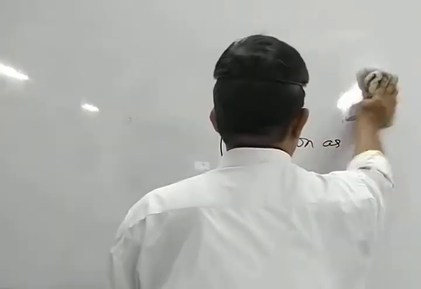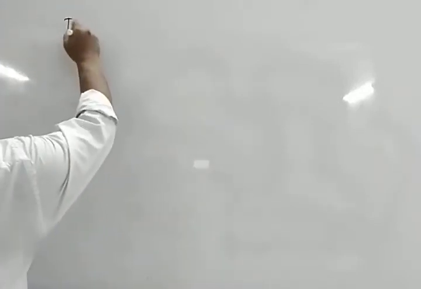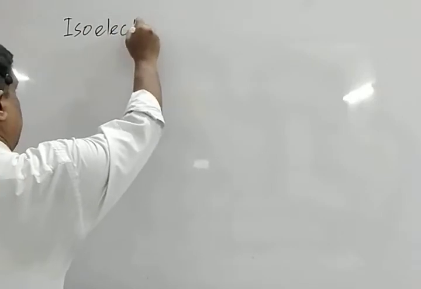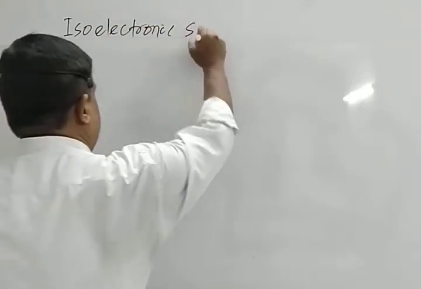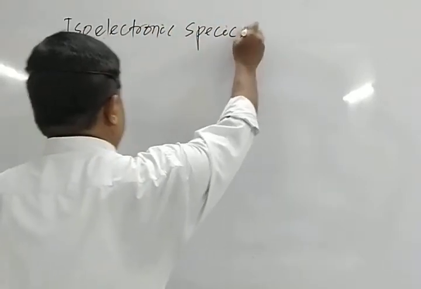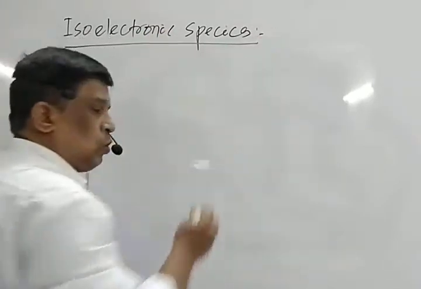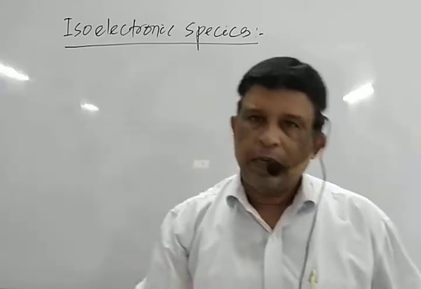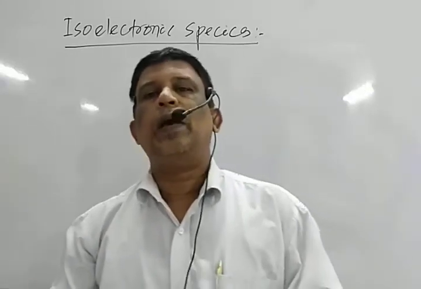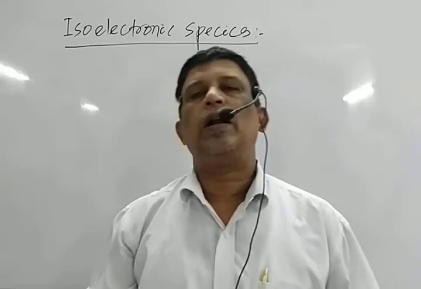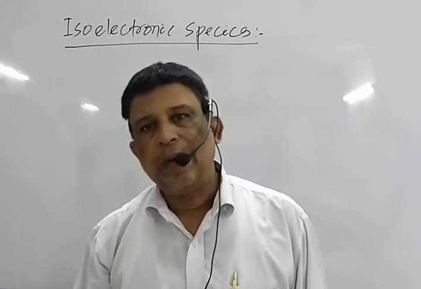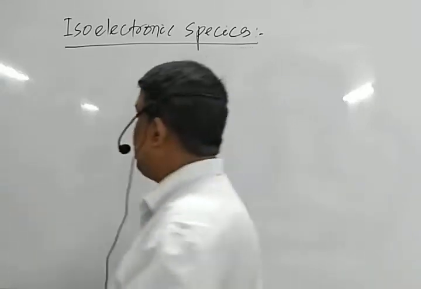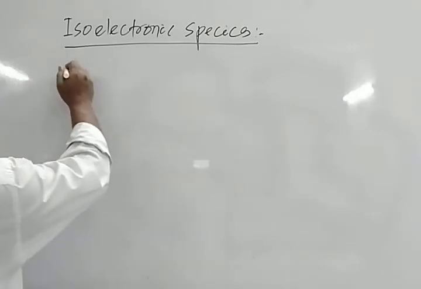Next, another term is there, that is isoelectronic species. Next is isoelectronic species. Iso means same, electronic means electron. The species, it may be atom or ion, it may be cation or anion, having same number of electrons is known as isoelectronic species.